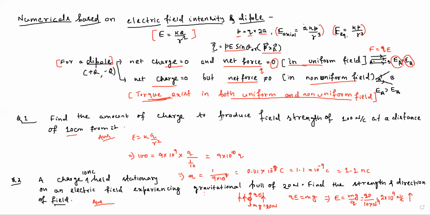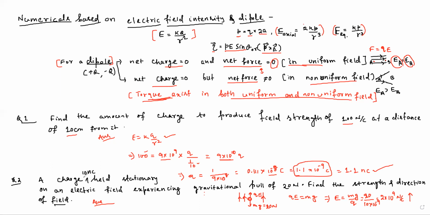Now find the amount of charge to produce a field strength of 100 Newton per Coulomb at a distance of 10 centimeter from the charge. Everything is given. E equals kq by r square, formula you know, and E is 100 Newton per Coulomb, K value 9 into 10 to the 9, Q you have to find. 10 centimeter you have to convert into meter, 10 by 100 is 1 by 10 meter, which is equal to 9 into 10 to the 10 Q. So Q will be 1 by 9 into 10 to the 8, which will be 0.111 into 10 to the minus 8. And in standard form, you can write it like this, 10 to the minus 9, because 9 is nanocoulomb. So the option will be given like nanocoulomb.